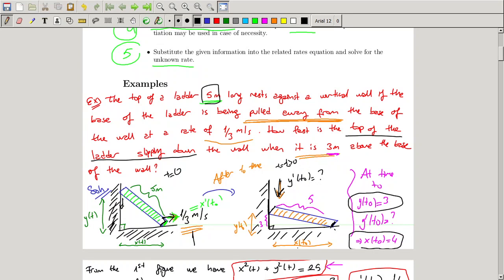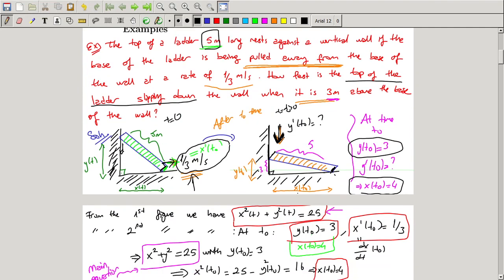And moreover, what else is given? 1/3 meter per second. It is in the x direction, so we have x'(t) also given. This is my x'(t0). And what is asked? y'(t0), because it says find the slipping down rate.